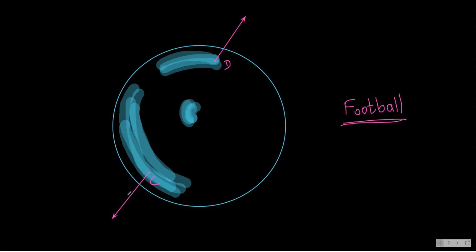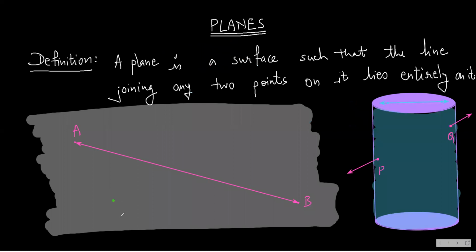Because any 2 points on the surface, any 2 points taken on the surface, if they are joined by straight lines, then the straight line entirely lies on that surface. I hope you have understood the definition of plane.